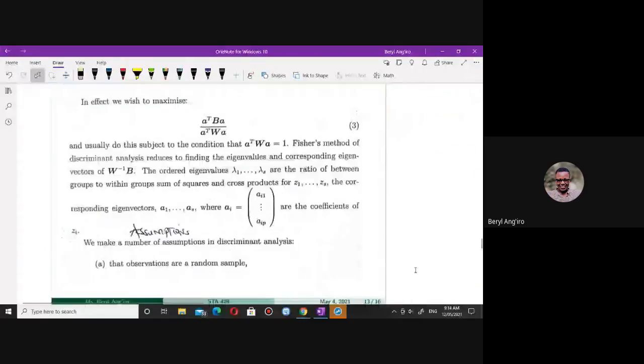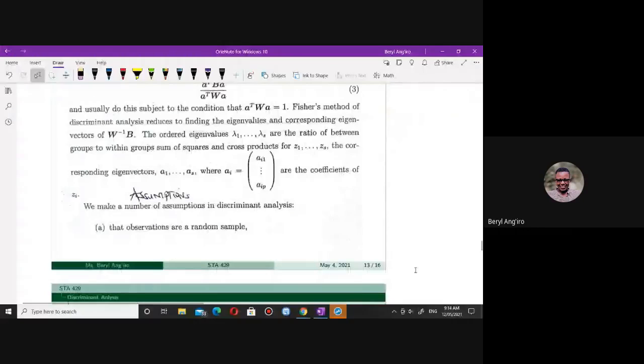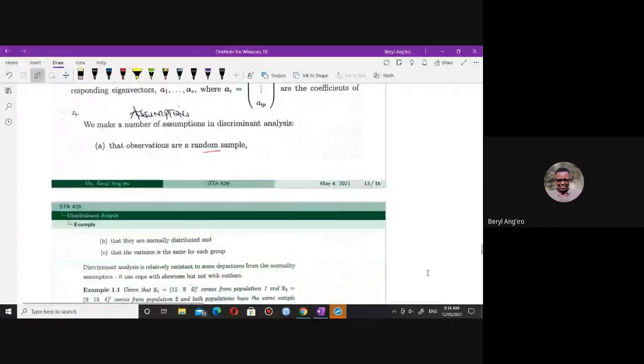Before we move to the example, we have assumptions of discriminant analysis. We make a number of assumptions: that the observations are a random sample, that they are normally distributed, and that the variances are the same in each group. So this S is the pooled variance for the two groups.